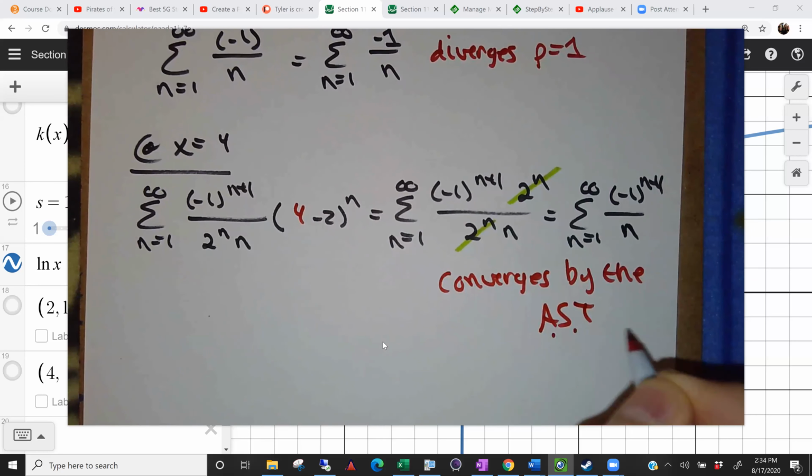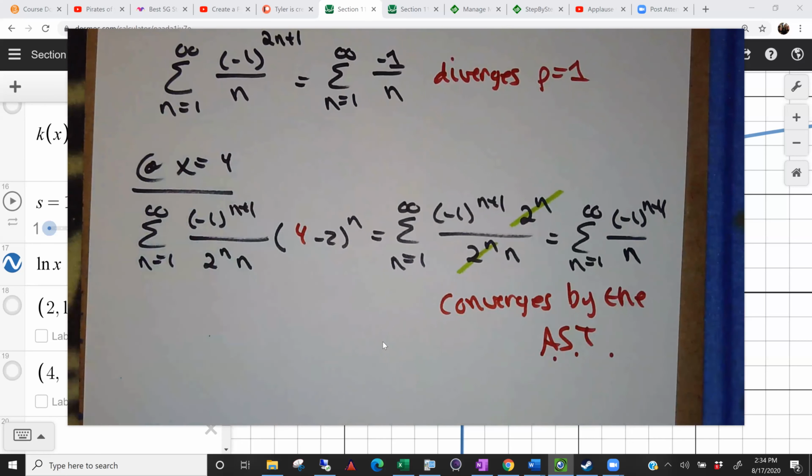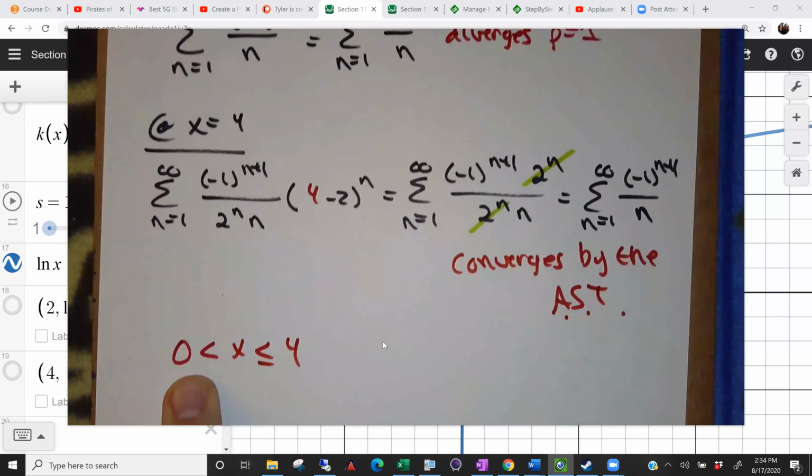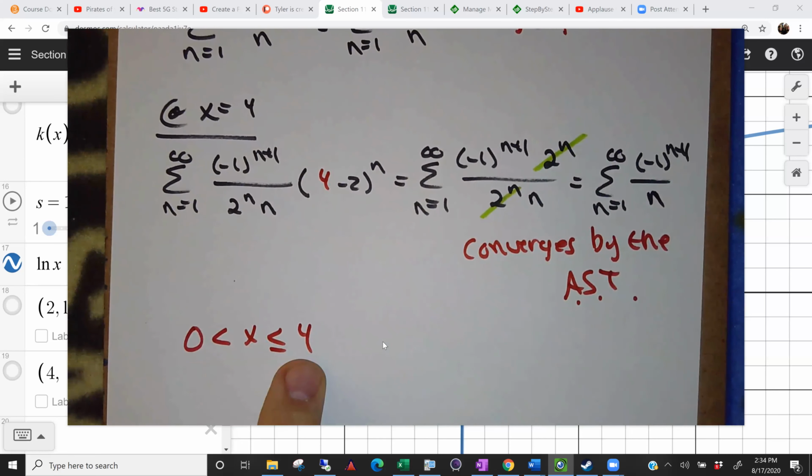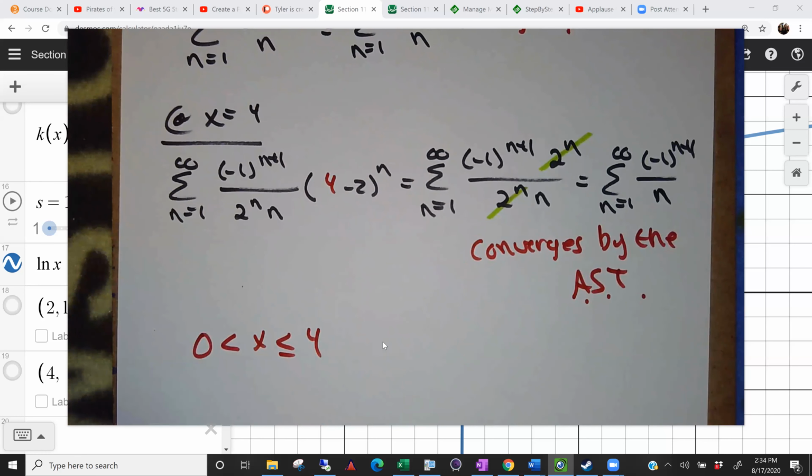Alternating series test. Done. But you know, now you can see the benefit of getting better at looking at these series and just knowing, because part of these problems is to come up with the interval of convergence. 0 is less than x, less than or equal to 4. So the series should converge near 0, but not at 0, and it should converge actually at 4. Wow.